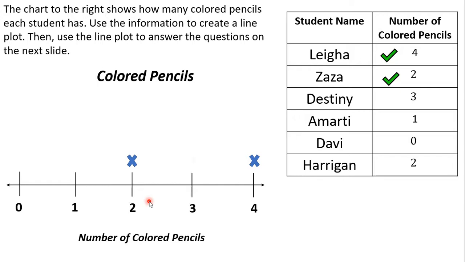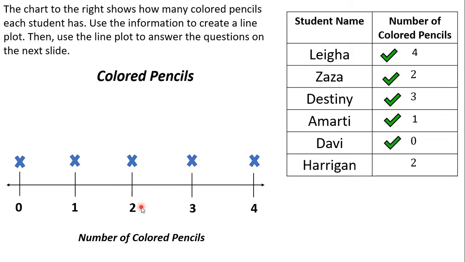Destiny has 3 colored pencils. So we'll put an X above 3 to represent the number of colored pencils Destiny has. Amarty has 1 colored pencil. So we'll put an X above 1 to represent the number of colored pencils Amarty has. Davi has 0 colored pencils, but we're going to put an X above 0 to represent the number of colored pencils Davi has. Harrigan has 2 colored pencils.